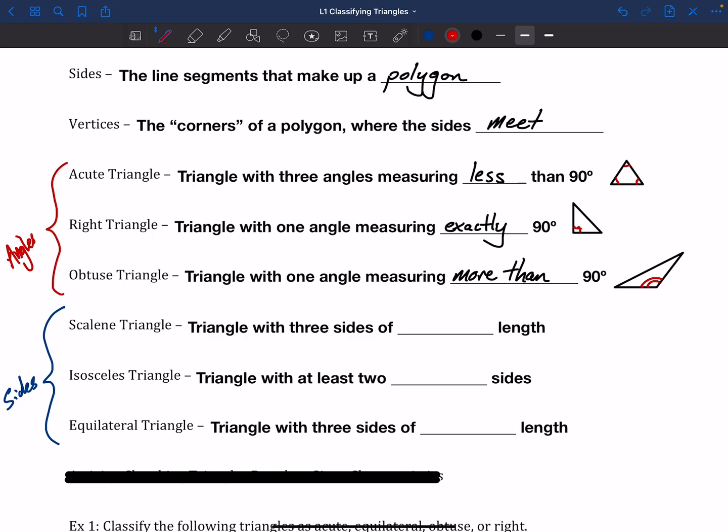We can also give triangles another name based on how the sides work out. When we're talking about the sides, we have one called a scalene triangle. That's a triangle with 3 sides of different lengths. So if we have a triangle where none of the sides are the same length, it would look something like this.